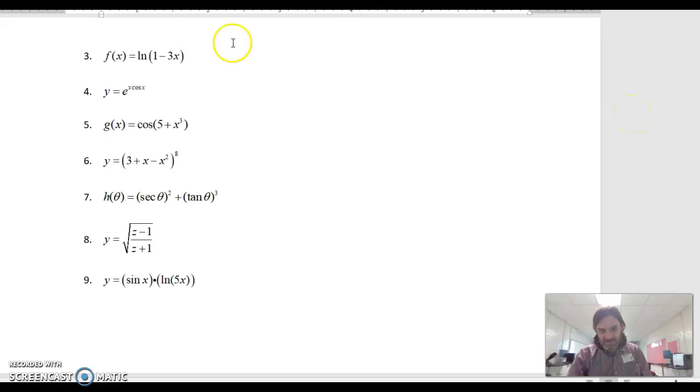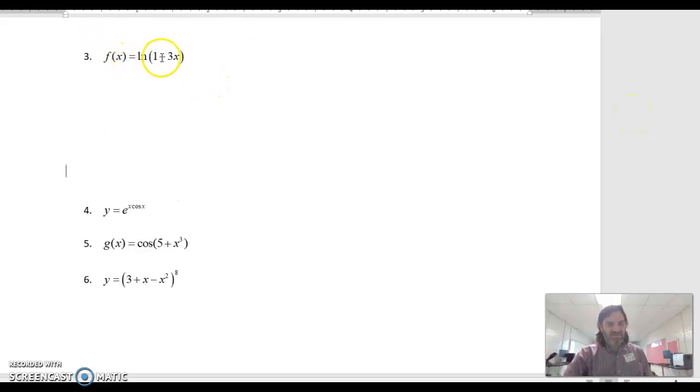So number 3, f of x equals the natural log of 1 minus 3x. We don't really have to rewrite with this one to start with because we've got the natural log of something, and that something is a little bit more complicated, but we have a rule for that. So we know the derivative of a natural log function is 1 over the function. So the derivative will be 1 over this guy, which is 1 minus 3x. But then we'll tack on the derivative of that, which is just -3.